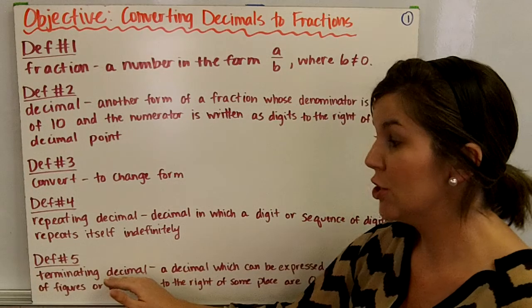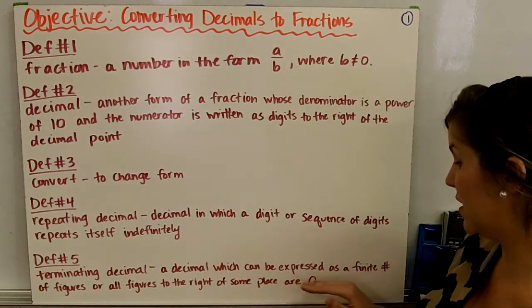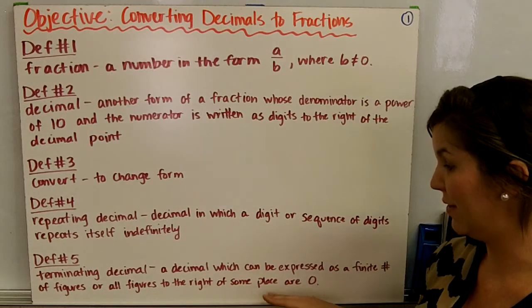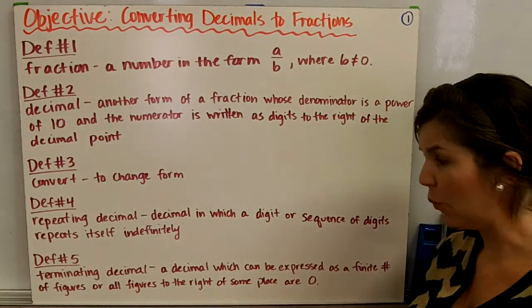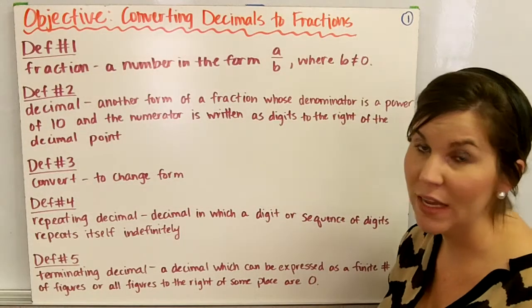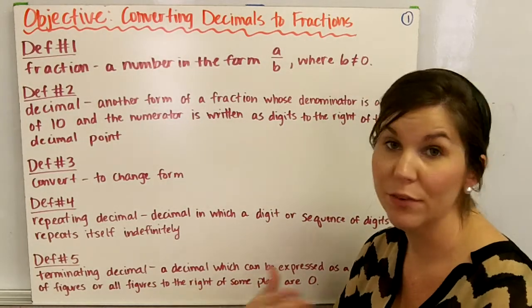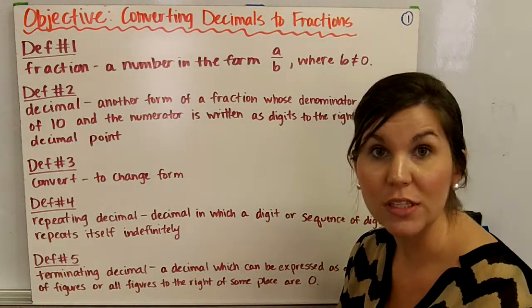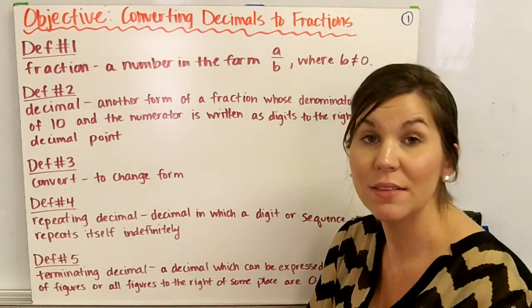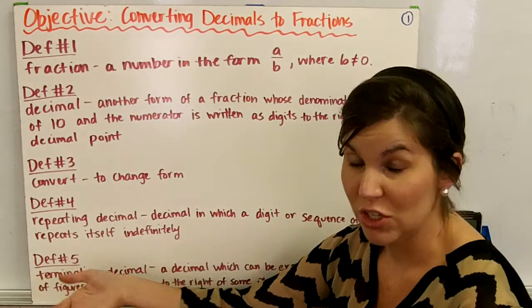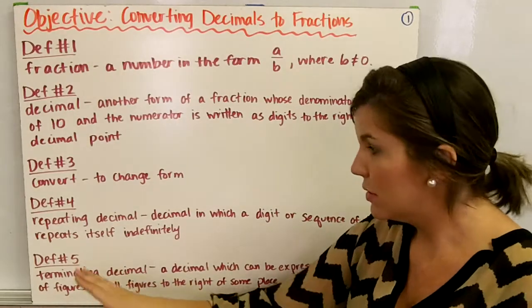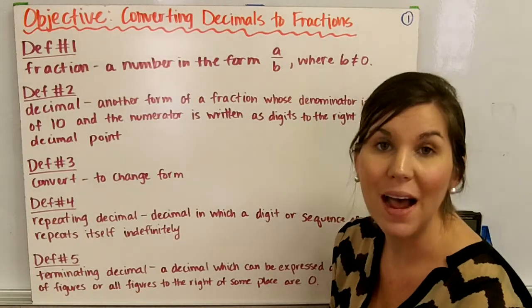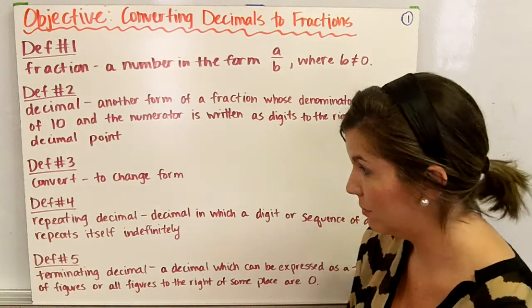Definition number 5, terminating decimal. A decimal which can be expressed as a finite number of figures or all figures to the right of some place are 0. We know that if we stick zeros on the end of any number after the decimal point, then it doesn't change the place value. So we have a terminating decimal, terminating like a terminating illness. It means the decimal stops. Just like a terminating illness, it kills you. So we have terminating decimals, and then non-terminating decimals are like pi, where it continues on and on forever.